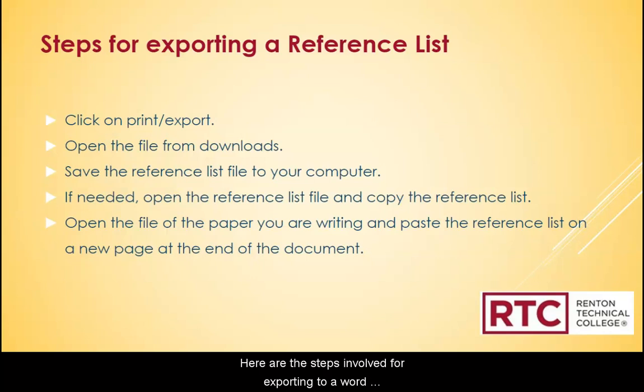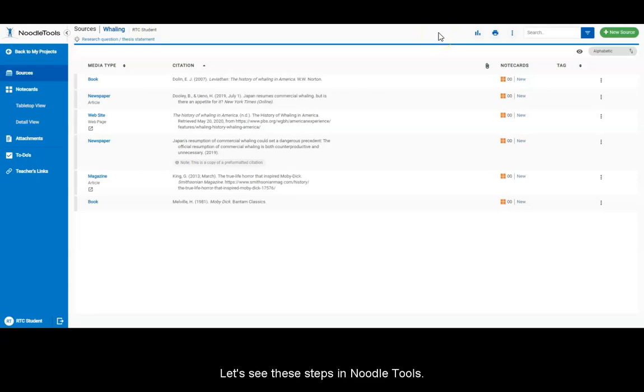Here are the steps involved for exporting to a word processor. Click on Export, open the file from Downloads, save the references file to your computer, open the reference file, and copy the reference list. Open the research paper file and paste the reference list onto a new page at the end of the document. Let's see these steps in Noodle Tools.